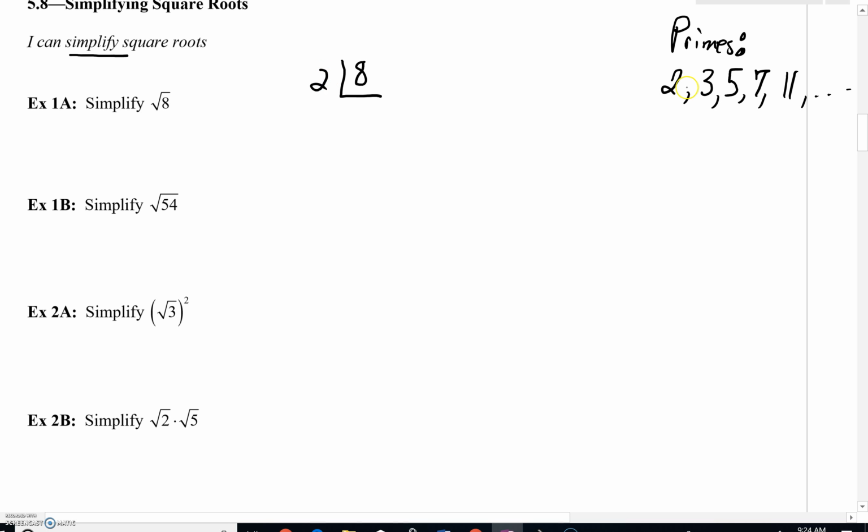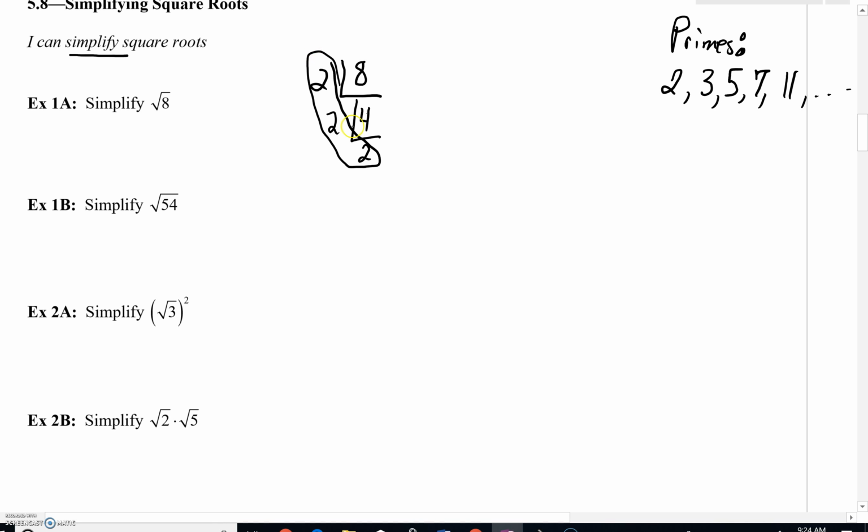The first prime number is a 2. We should see if 8 is divisible by 2. 8 divided by 2 is 4. And then we're going to say, well, check 2 again. Is 4 divisible by 2? Yes, 4 divided by 2 is a 2. And here is your little prime factorization. You have 3 2's all multiplied in a row.